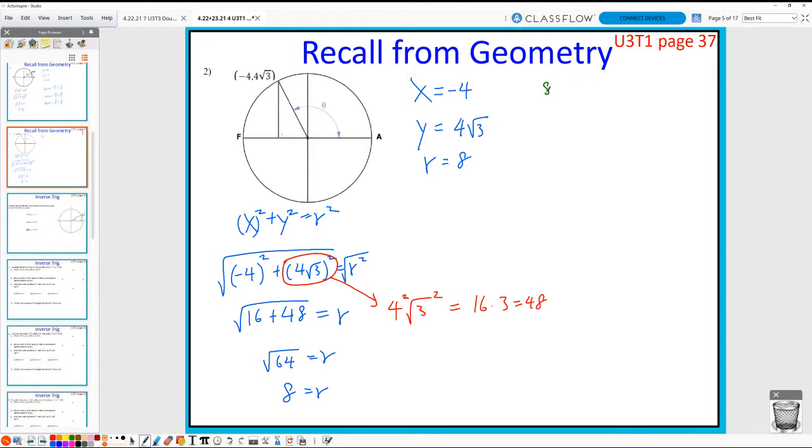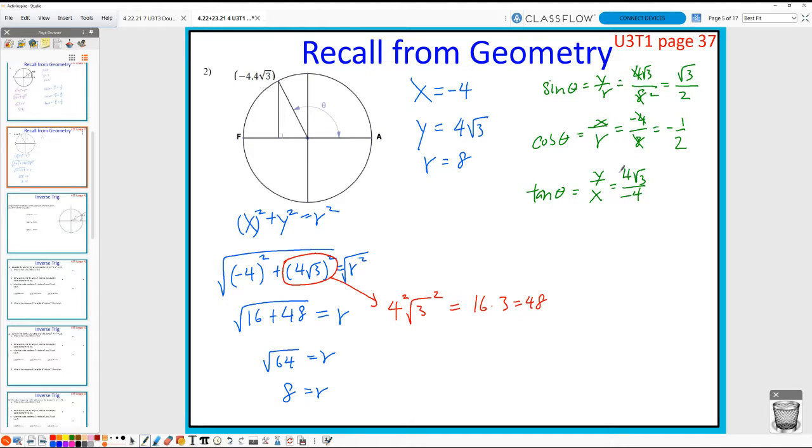So again, sine theta is equal to y over r. That's equal to 4 root 3 over 8, which reduces to root 3 over 2. Cosine theta is equal to x over r, which is -4 over 8, which again reduces to -1/2. And tan theta is equal to y over x, which reduces as well. This is 4 root 3 over -4. My 4's will cancel, leaving me with just -root 3.